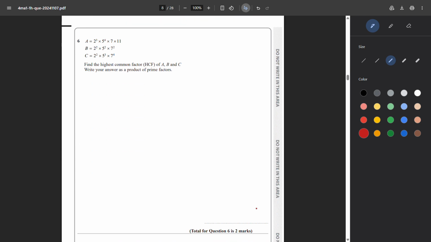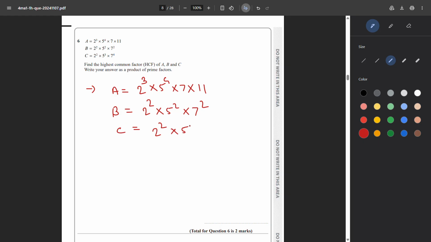Now in question number 6, we have to find HCF. HCF means highest common factor. We have to find the highest common factor of A, B and C points. This question is for 2 marks. So initially I'm writing the points: A is equal to 2 raised to 3 times 5 raised to 4 times 7 times 11. B they have given 2 square times 5 square times 7 square. C is again 2 square times 5 cube times 7 raised to 4.